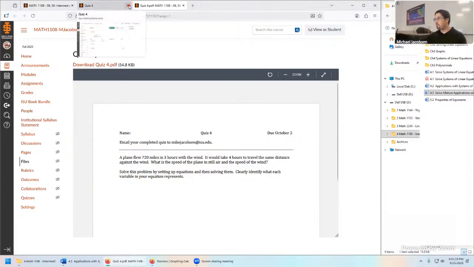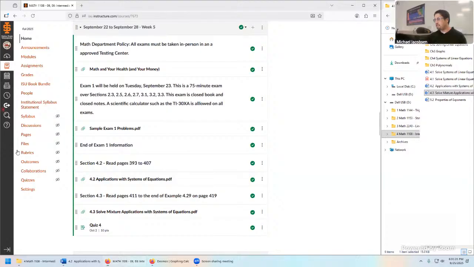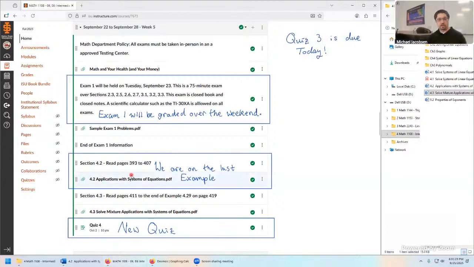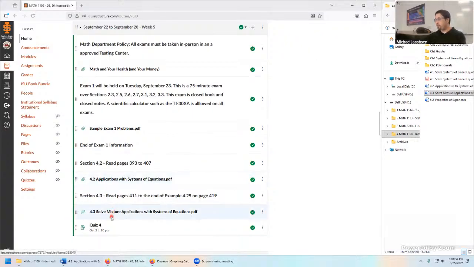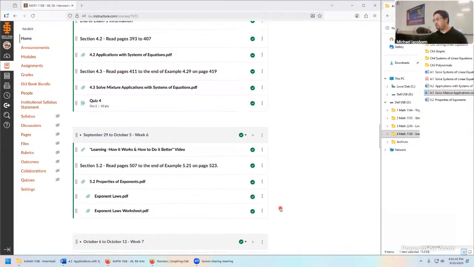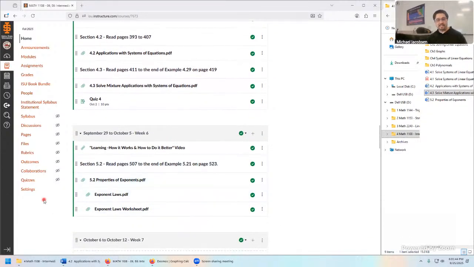We're on the very last problem of section 4.2. So we're going to do a problem similar to the quiz 4 problem. You can use the work here as a guide to get through the quiz problem, to refer back to. After we finish section 4.2, we'll move into 4.3, and this will be the last section we're covering in our chapter 4 on systems of equations. After that, we'll be turning to more interesting things in algebra.